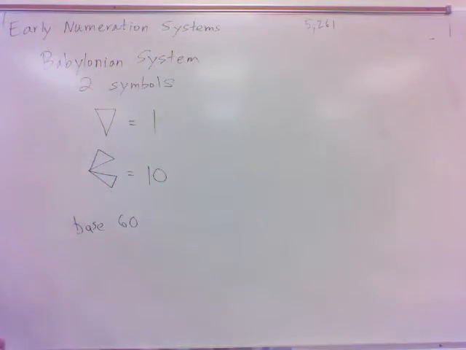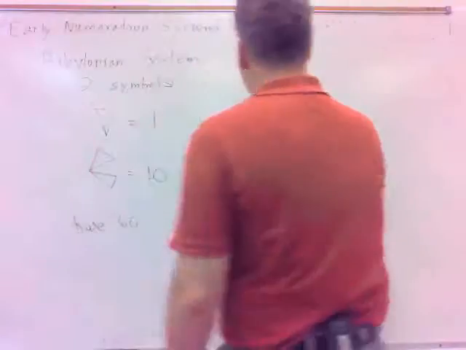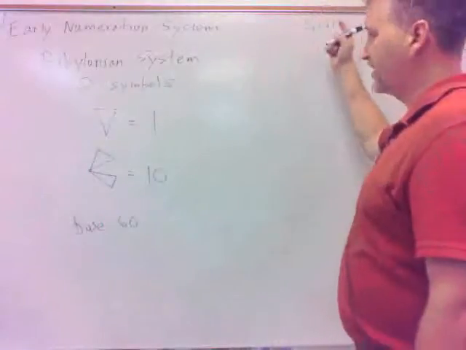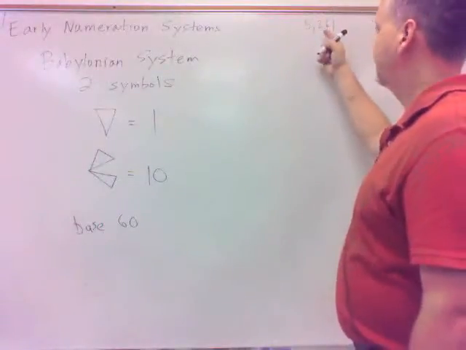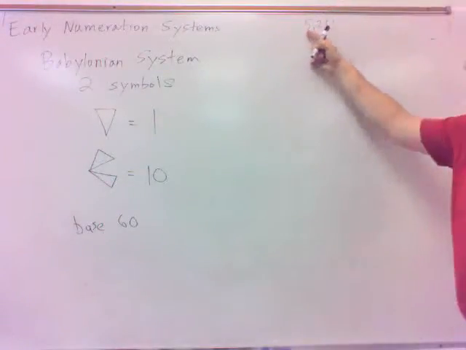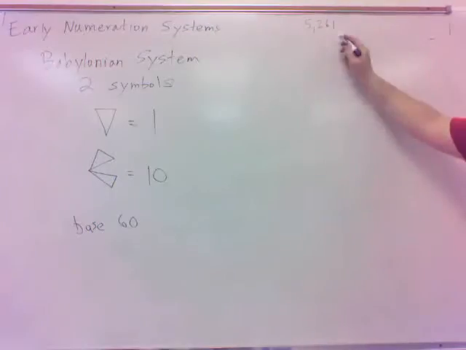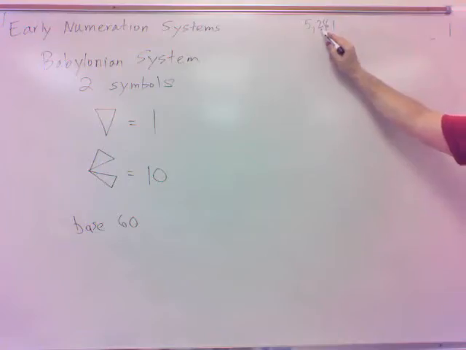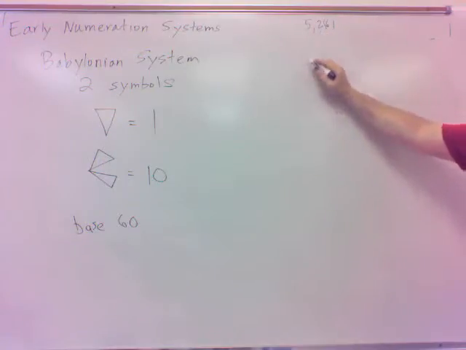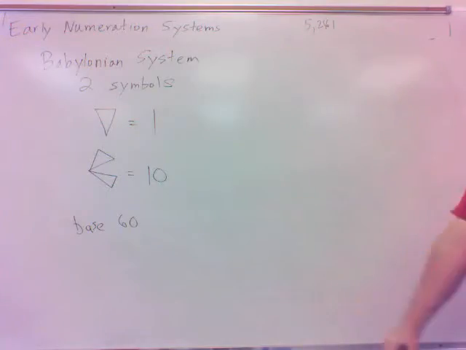What they did is kind of like ours. If this, using my number here, 5,261, this means 6 times 10, doesn't it? 60. And that's 2 times 100, 200. Well, they would do the same thing, but they would use a base of 60.